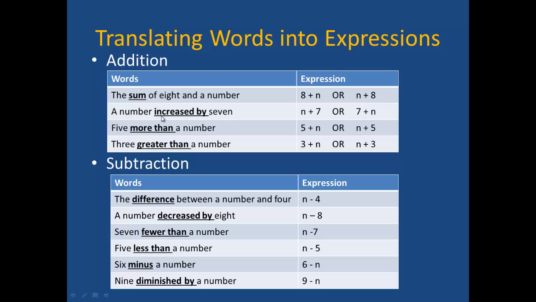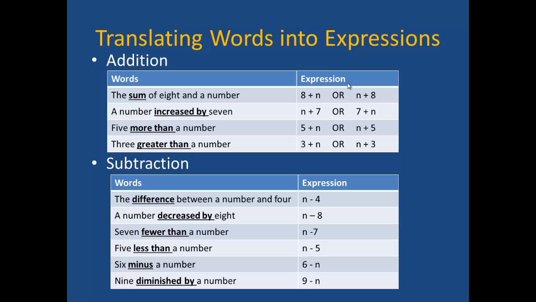A number increased by 7 can be written as n plus 7 or 7 plus n. 5 more than a number can be 5 plus n or n plus 5. And 3 greater than a number can be written as 3 plus n or n plus 3. Notice that with addition, there are 2 ways to write these 2 examples.